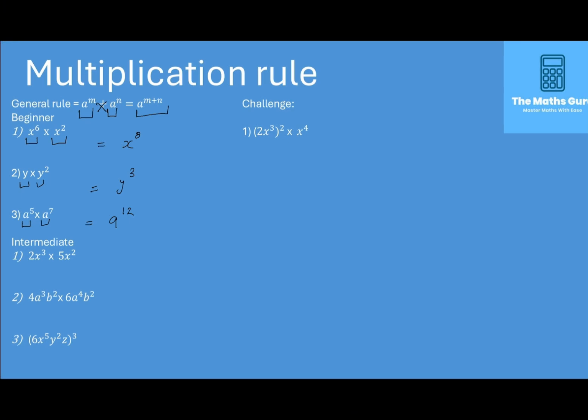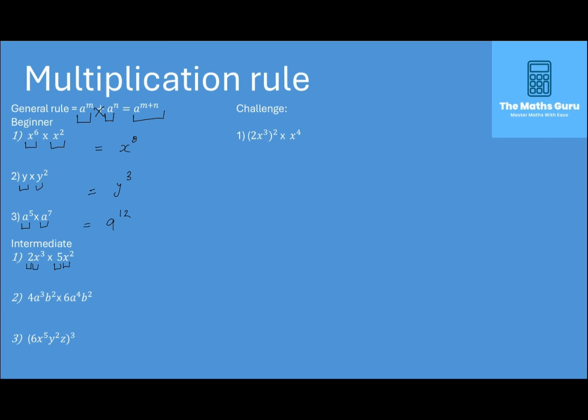Okay. Moving on to the intermediate questions. What we want to do here is treat each term separately. So we have 2x cubed times 5x squared. I always like to think of this as we're going to deal with the numbers first. In this case, the numbers are 2 and 5. So 2 times 5 is 10. And then we have x cubed times by x squared. As you can see, same base, add the powers, x to the power of 5. So the answer to this question is 10x to the 5.